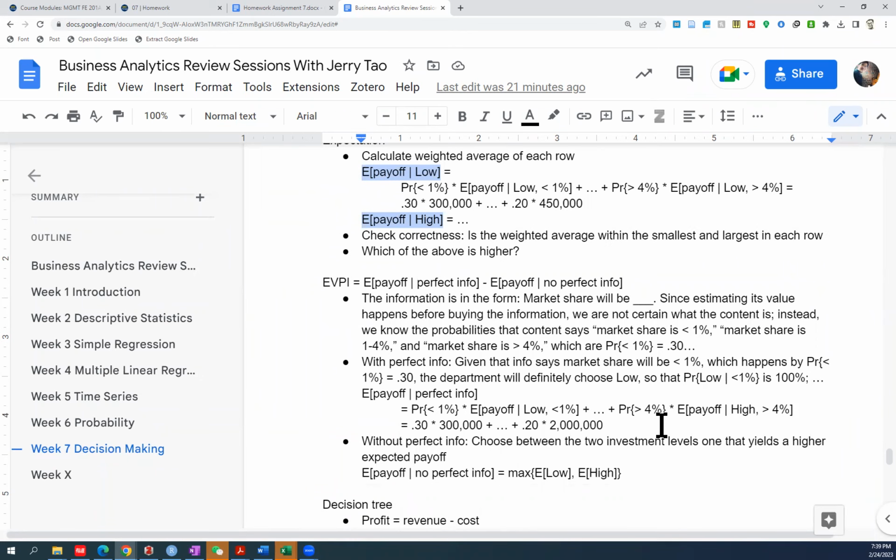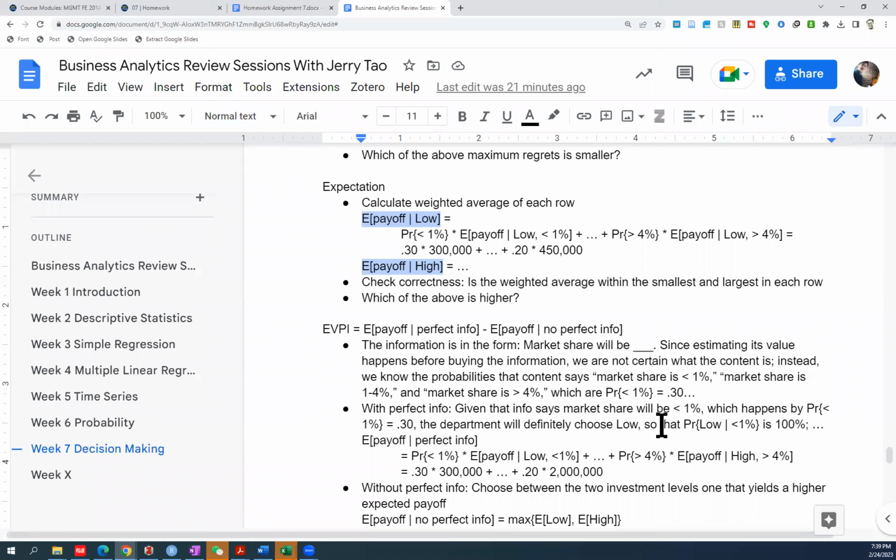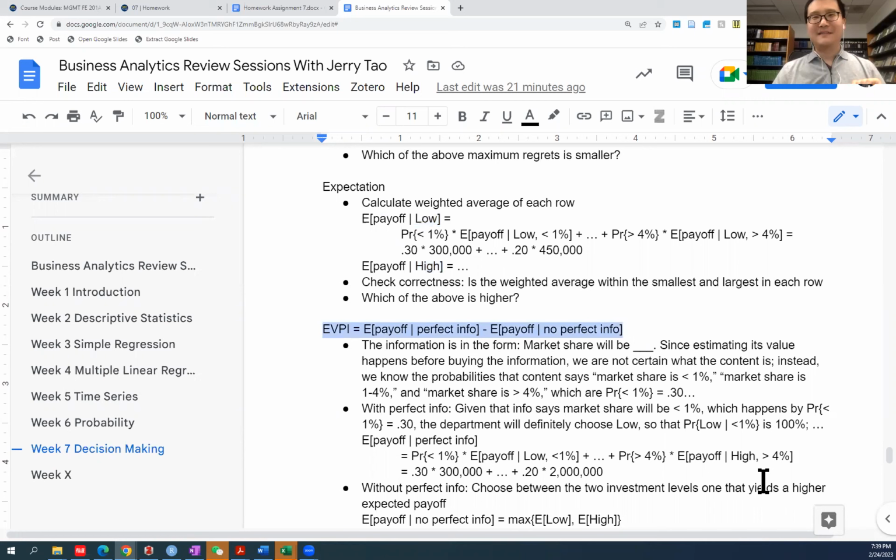So the EVPI is just the difference between those two. The value of the information is the difference between having the perfect information and not having it. It is basically the premium you're placing on the information. Yeah, exactly. Great understanding.